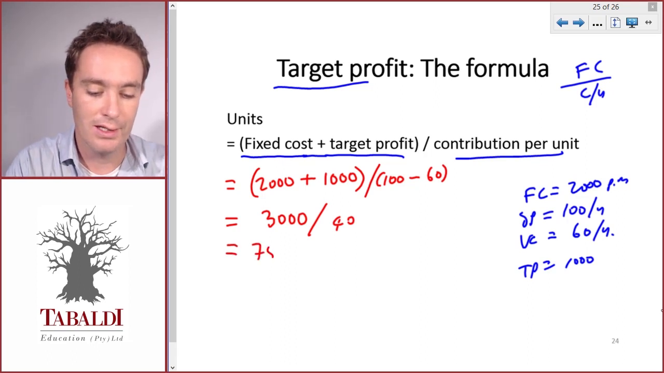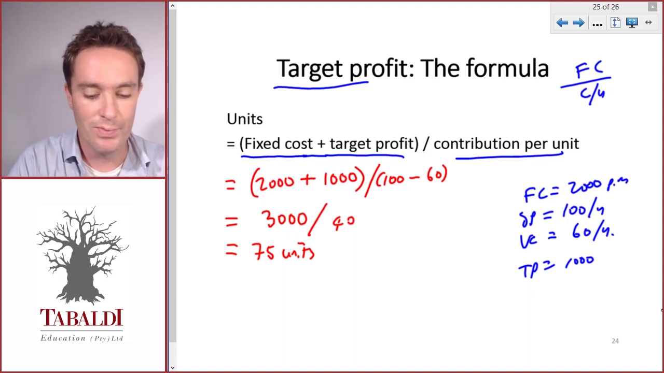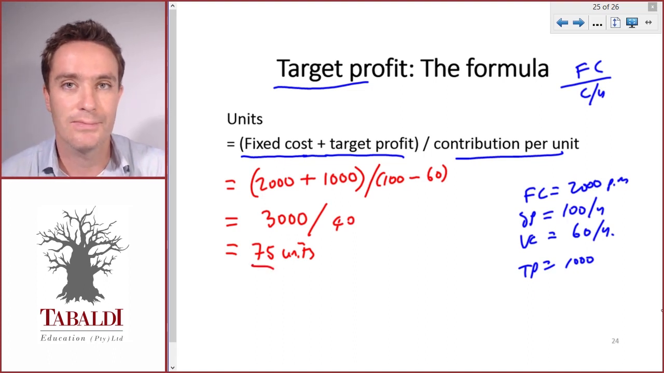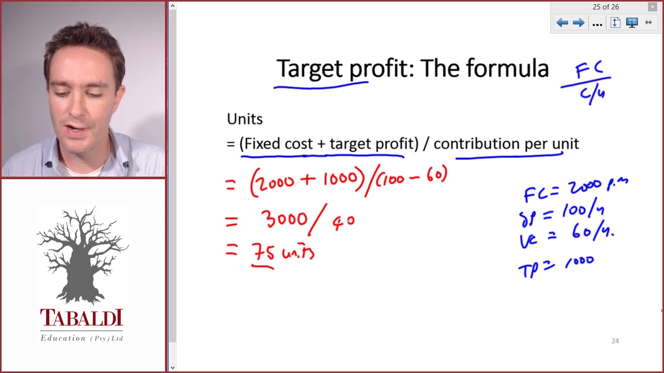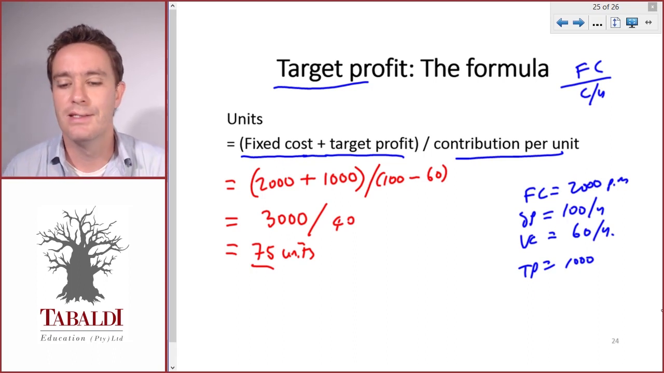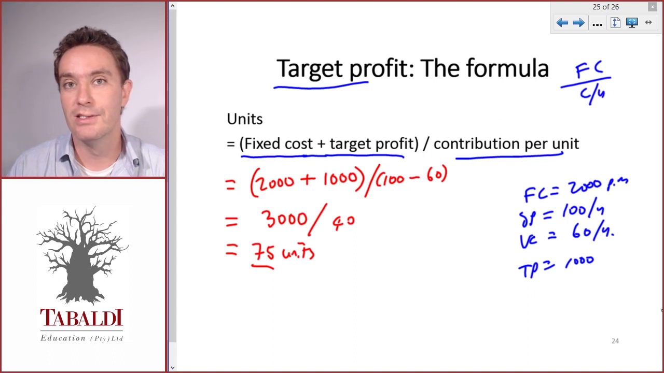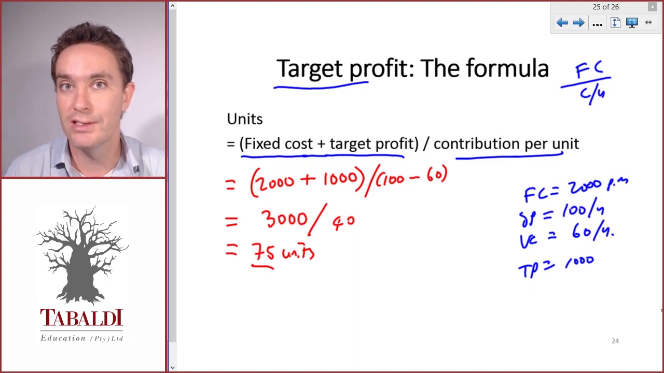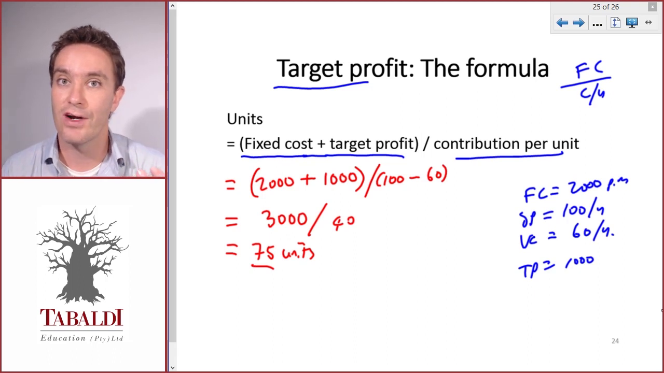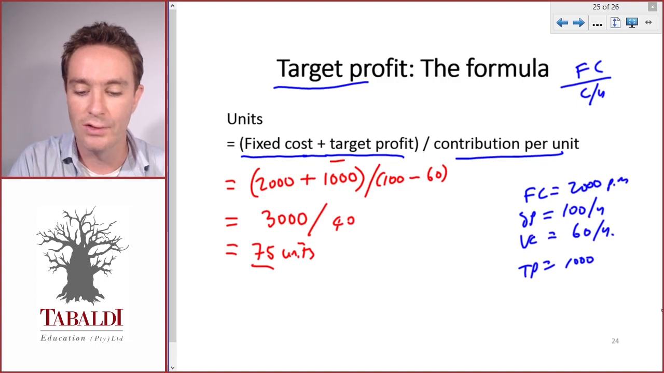And now we can calculate the number of units required in order to make the profit of 1,000, and that would be 75 units. So it's fine to memorize the formula. It's quick and easy, and you can use the formula, but make sure that you understand what we're trying to do. So remember, contribution is what we receive when we sell units, so that's our sales less our variable costs, and our contribution needs to cover our fixed costs and leave something extra for our profit or our target profit.